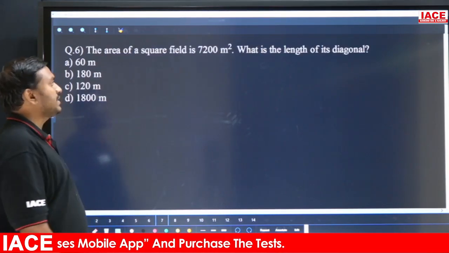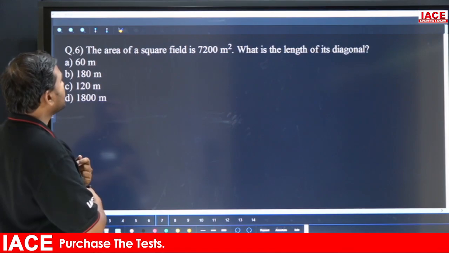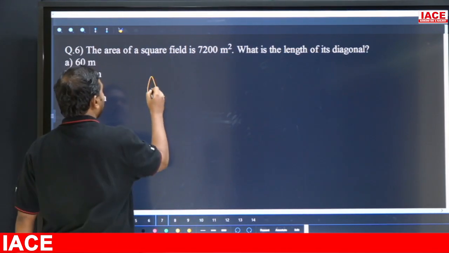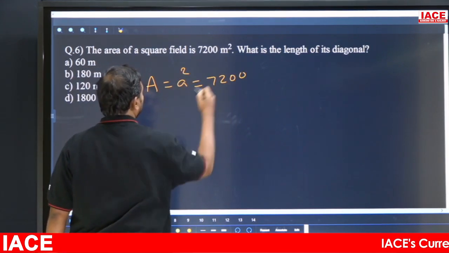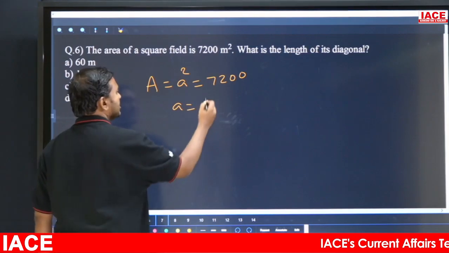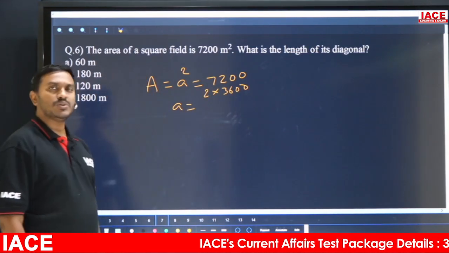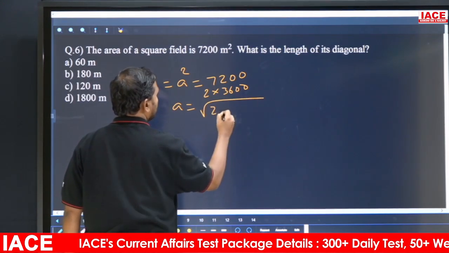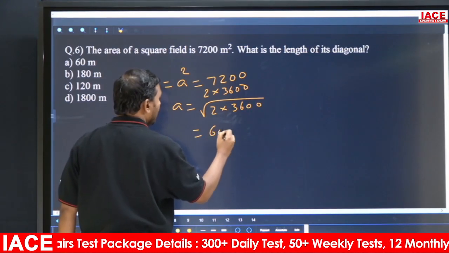Then question number 6. See, the area of a square field is 7,200 square units. What is the area of a square? A square is 7,200. Then what is a? We can write this as 2 into 3,600. So a is the square root of 2 into 3,600. The square root of 3,600 is 60, so a is 60 root 2.